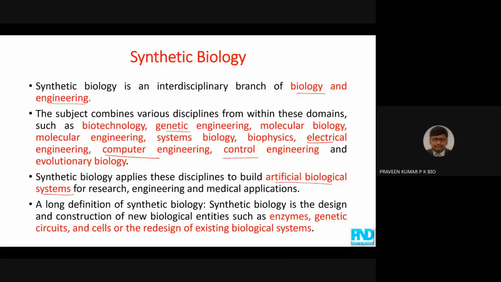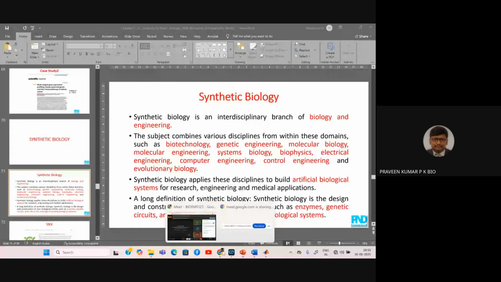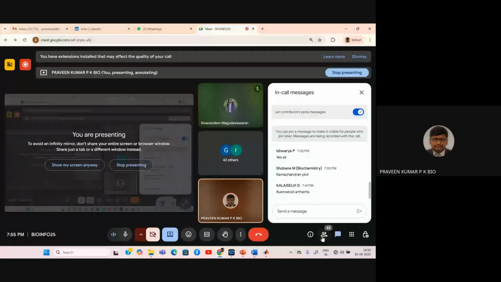So what exactly is the difference between the raw guava and the hybrid guava? This is general knowledge, isn't it? Can we interact? Only if you interact can I explain the importance of synthetic biology and go further. Can someone unmute and answer? What is the difference between raw guava and hybrid guava, where synthetic biology is applied? Do you want me to show the pictures? What is the difference? I'm not asking technically, I'm asking something general.